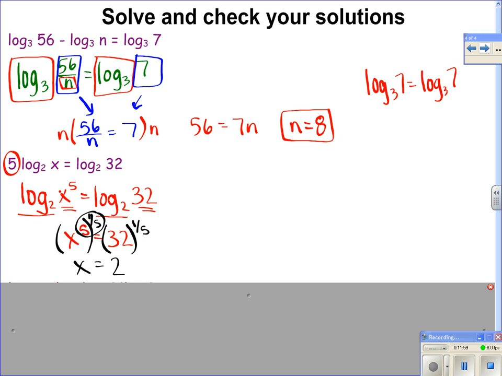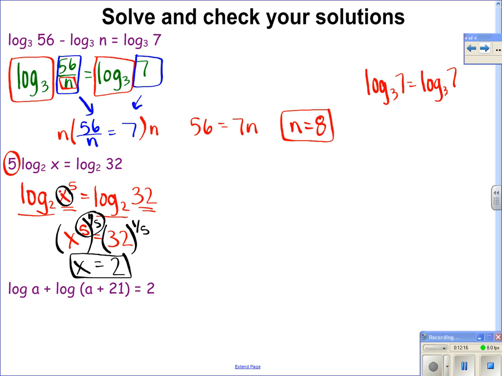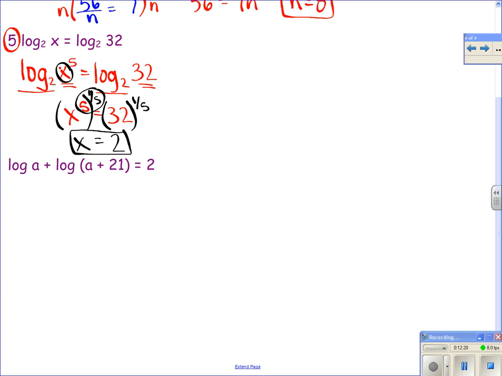Okay, putting the 2 back into the original, if we put that right there, you're going to get 32, and log base 2 of 32 is equal to log base 2 of 32. So this one works. And we have one last one.